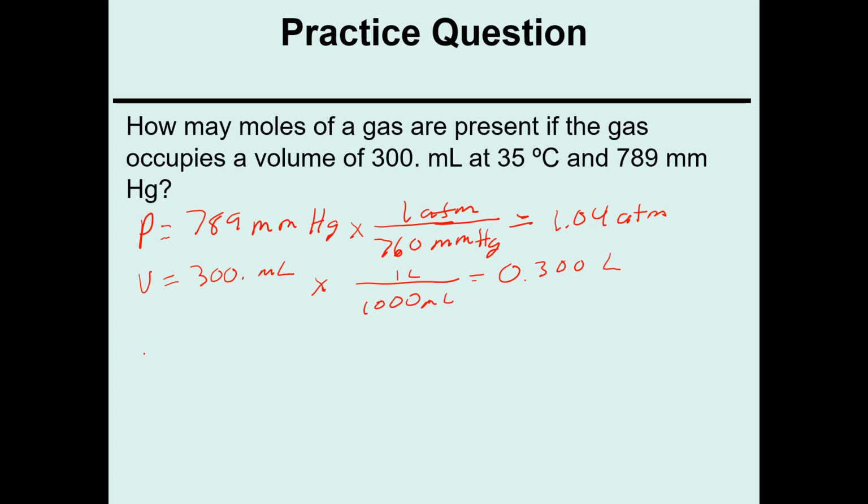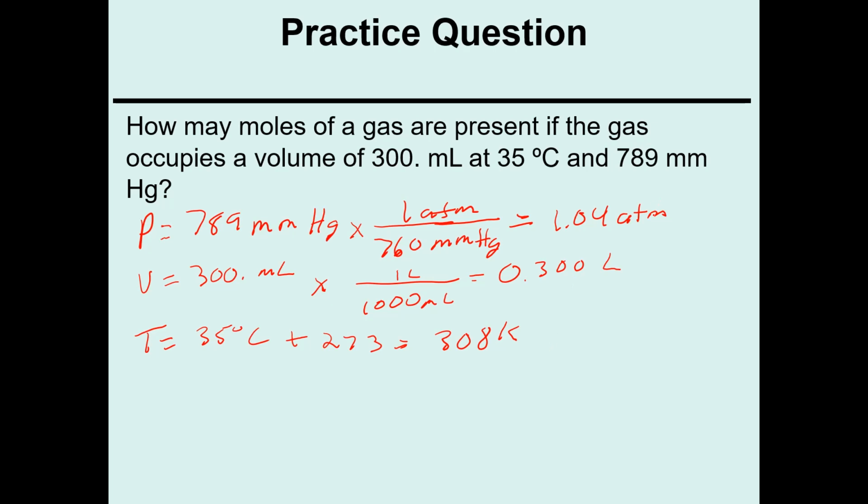And then our number of moles we're trying to calculate, R is the constant. Temperature is given to us as 35 degrees Celsius, which we have to convert to Kelvin, so we add 273, which gives us 308 Kelvin. Now, the rest of these variables were a matter of dividing by 1,000 or adding by 273.